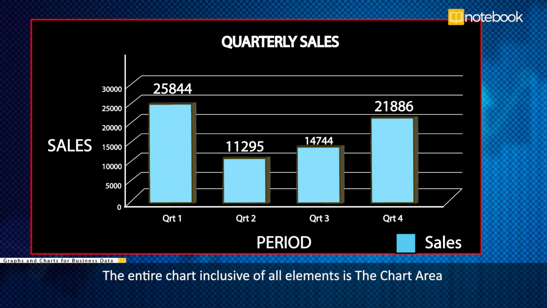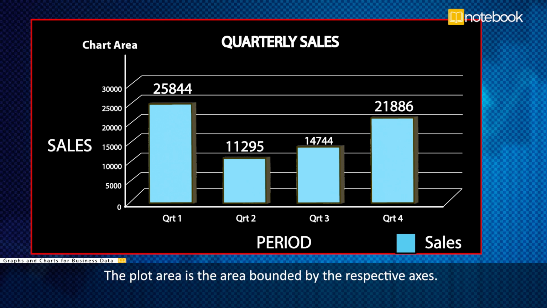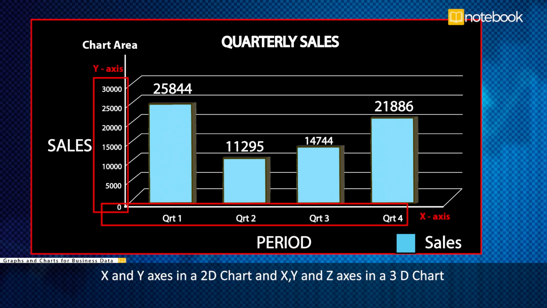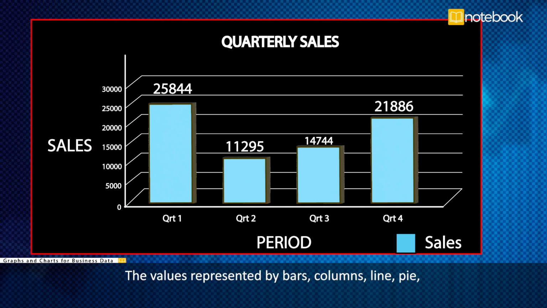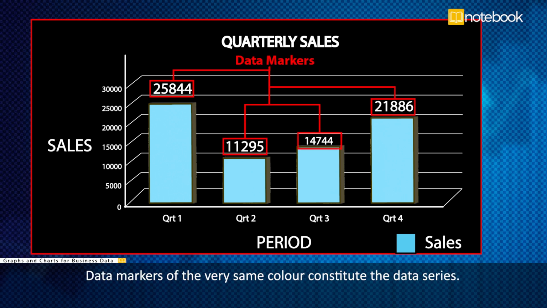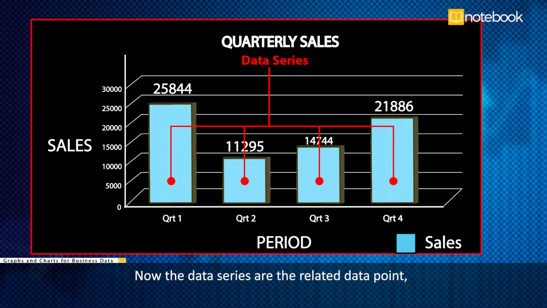The entire chart, inclusive of all elements, is the chart area. The plot area is the area bounded by the respective axis, x and y axis in a 2D chart and x, y and z axis in a 3D chart. The values represented by bars, columns, line, pie or different other shapes are called markers. Data markers of the very same color constitute the data series. Now, the data series are the related data points that are placed or plotted in the chart or graph.